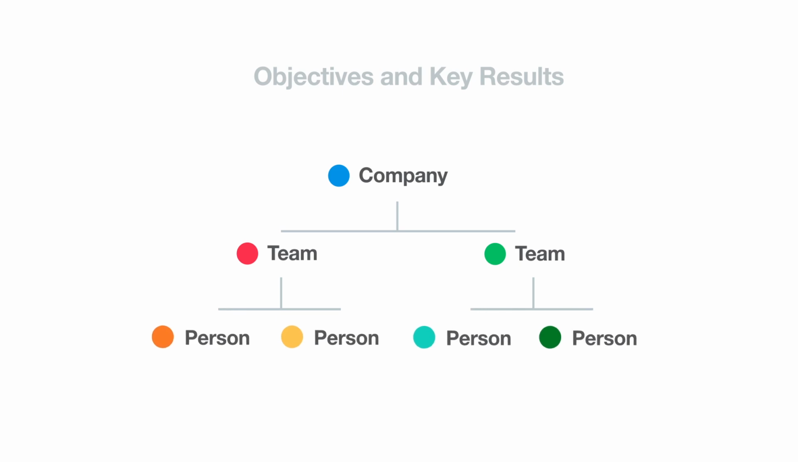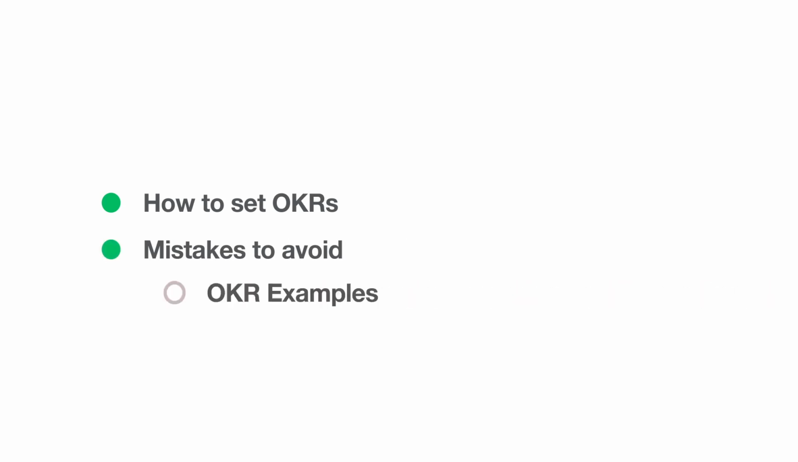OKRs, or Objectives and Key Results, are a great way to set goals and monitor company and team progress. But when you first start using OKRs, there's a few things you should keep in mind. In this video, we'll show you how to set a good OKR, what mistakes you should avoid, and run you through some examples to help you write your own.